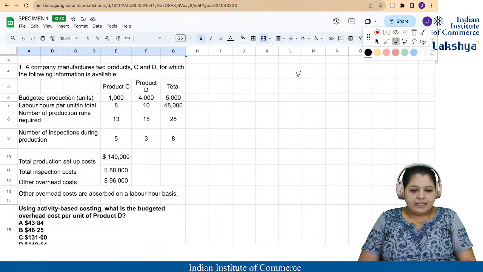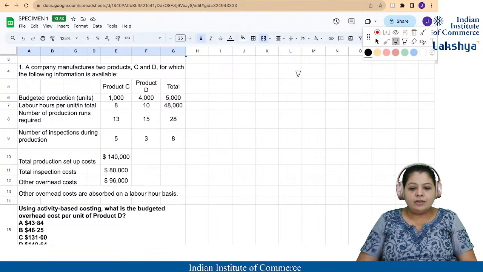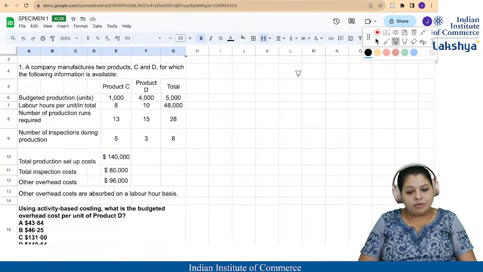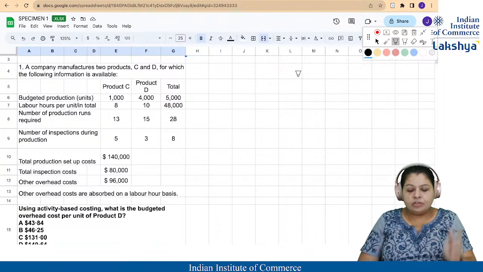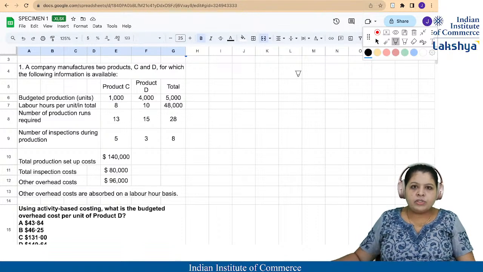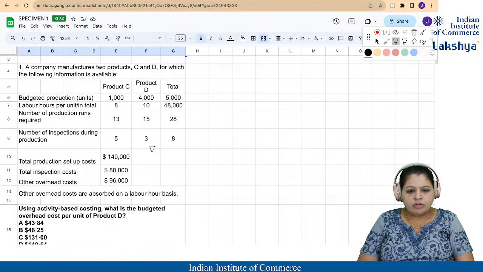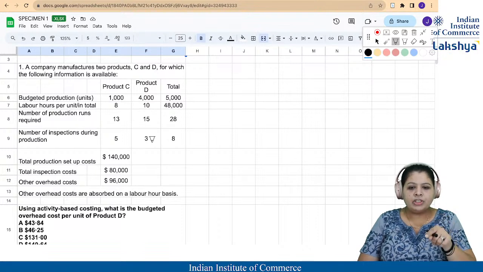What else? You are supposed to find out, using activity based costing, the budgeted overhead cost per unit for product D only. So you need to find it for one product only, right? So this is what you have been given so far. Now, how do you approach this kind of question? How do you deal with this kind of question? First, what you need to do is figure out your cost per run, per inspection, and per labor hour, right?